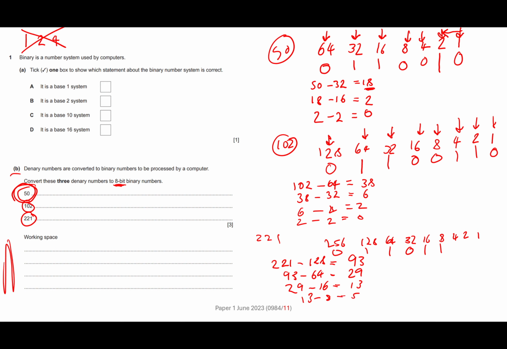Do our remainder again. Can we take 4 away from 5? Yes, we can. Leaves us with 1. Can we take 2 away from 1? No, we can't. Can we take 1 away from 1? Yes, we can. So let's write our answers in the answer space.